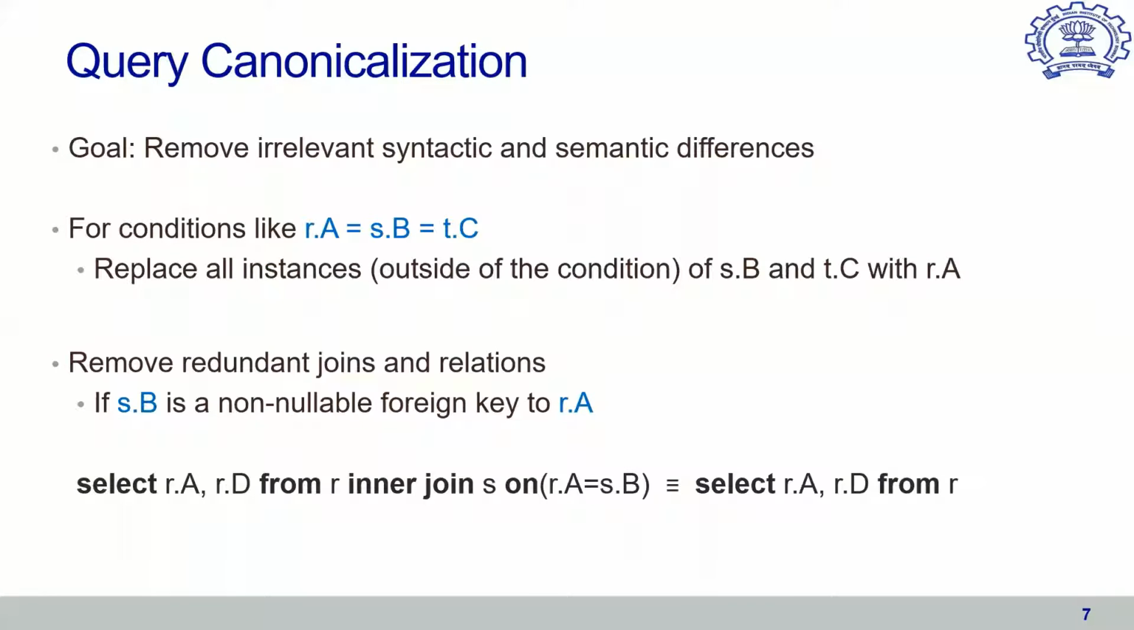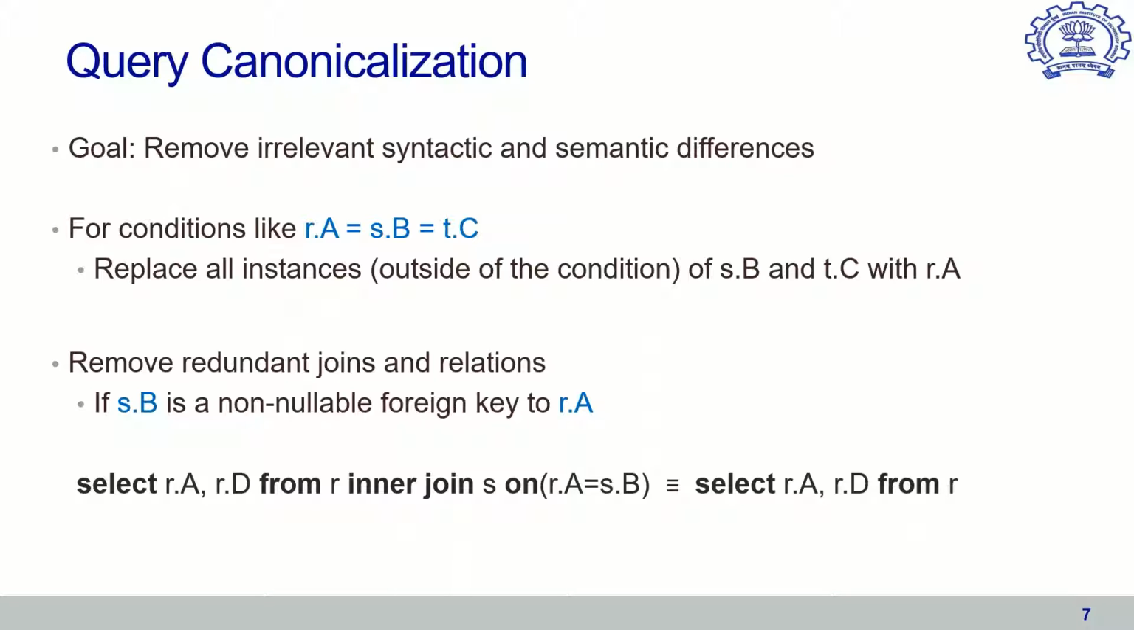The goal of query canonicalization is to remove the syntactic and semantic differences from the student SQL queries and correct queries. For example, in case the query has conditions like r.a equal to s.b equal to t.c, we can replace the instances of s.b and t.c throughout the query other than in these conditions.